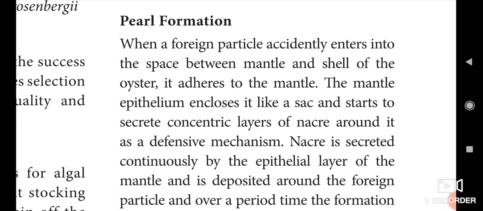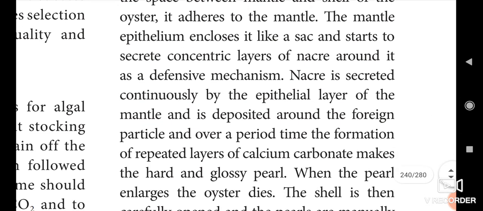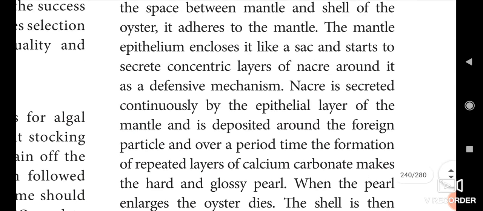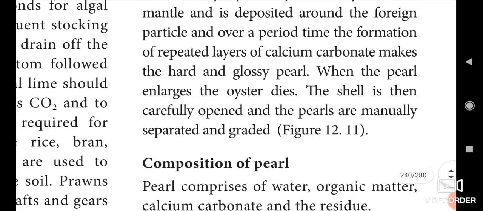Now the nacre is secreted continuously by the epithelial layer of the mantle and is deposited around the foreign particle. Over a period of time, repeated layers of calcium carbonate are formed, making a hard and glossy pearl. After that, when the pearl enlarges, the oyster will die. The shell is then carefully opened and the pearls are manually separated and graded. So this is the formation of pearl.